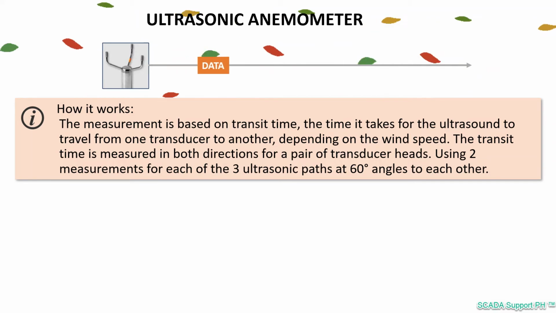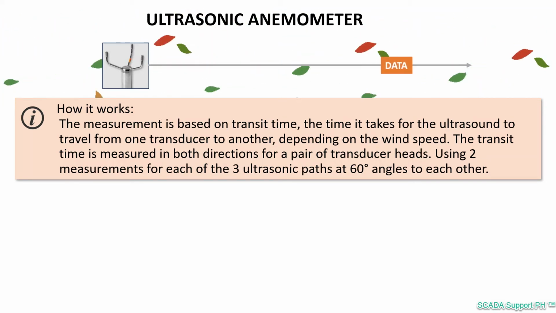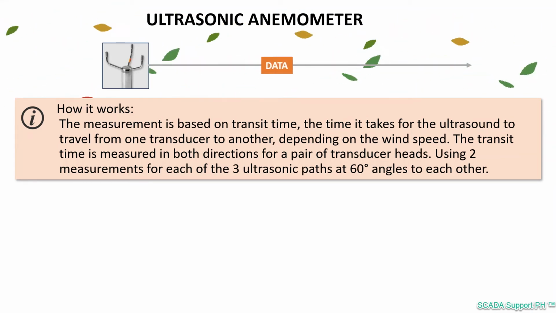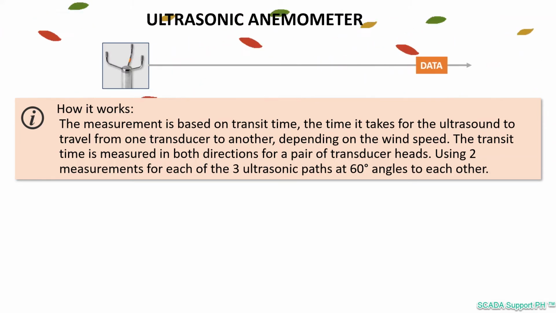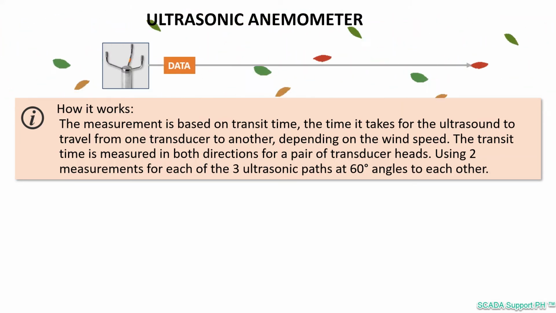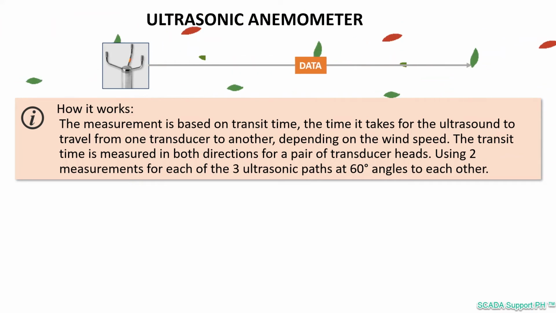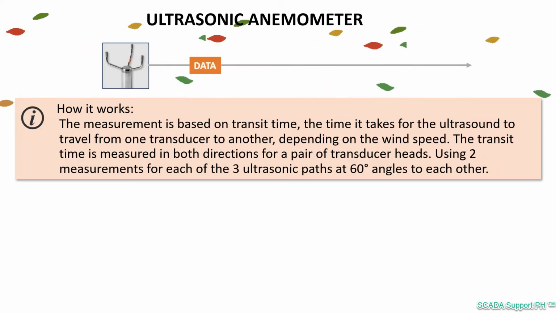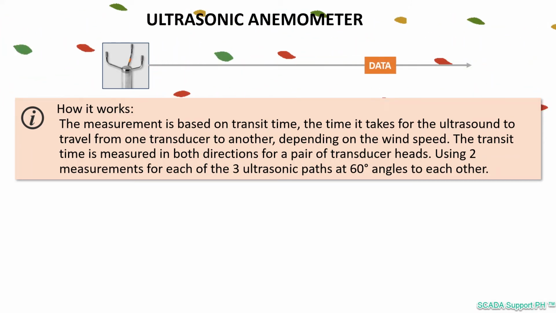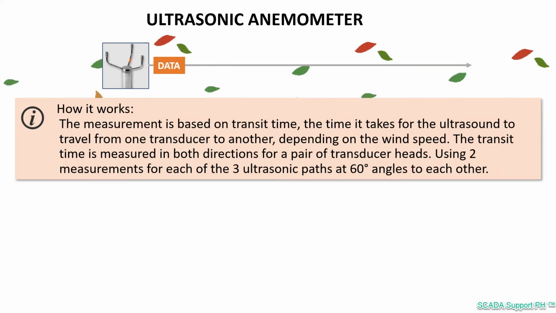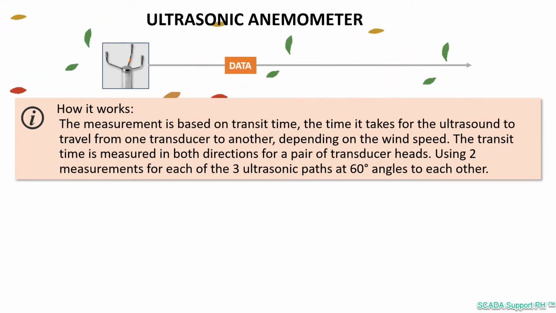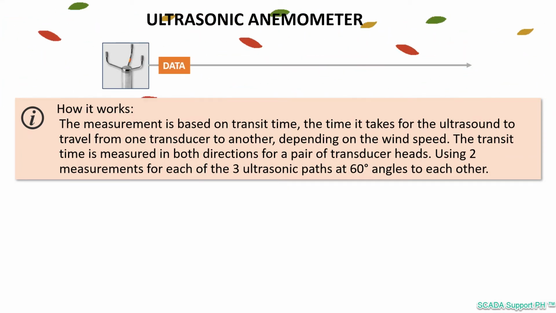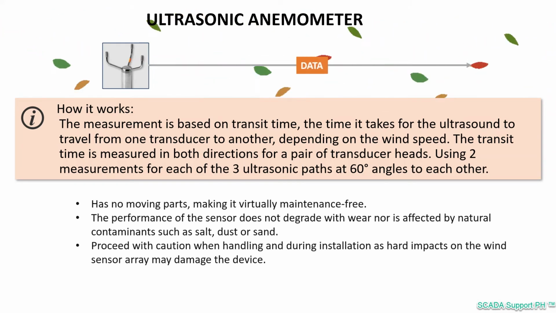Ultrasonic anemometers use ultrasound to determine the horizontal wind speed and direction. The measurement is based on transit time, the time it takes for the ultrasound to travel from one transducer to another, depending on the wind speed. The transit time is measured in both directions for a pair of transducer heads. Using two measurements for each of the three ultrasonic paths at 60 degrees angle to each other, this is how the ultrasonic anemometer computes the wind speed as well as the wind direction.